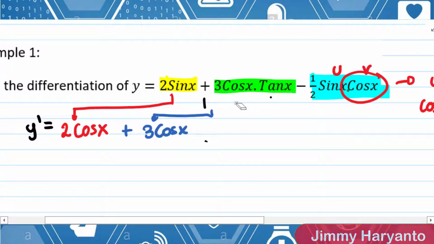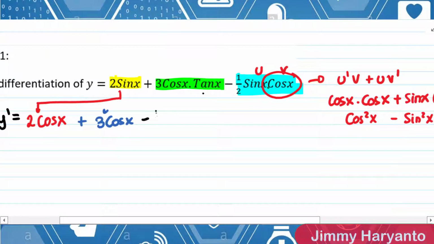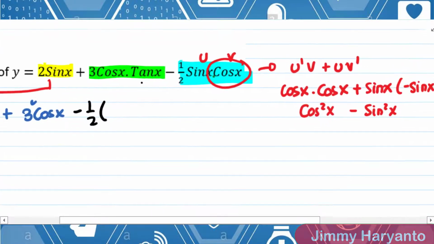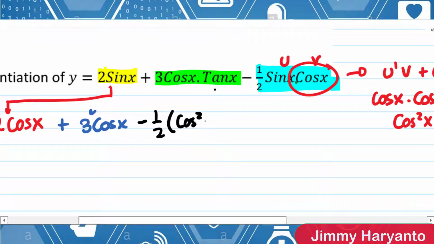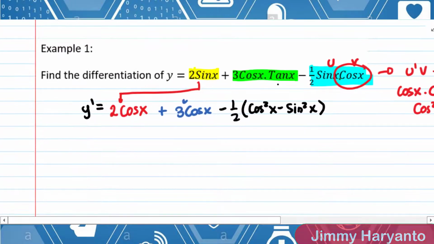So we already have the last one is negative in the brackets. What is the result before? Half. Oh yeah, sorry, I have the half times cos square x minus sine square x. Okay, so this is the first differentiation of example 1.